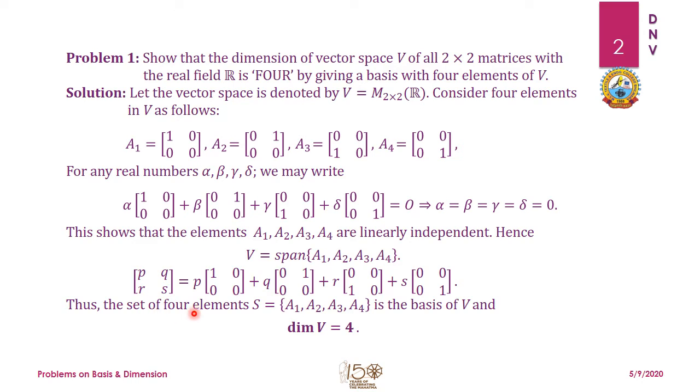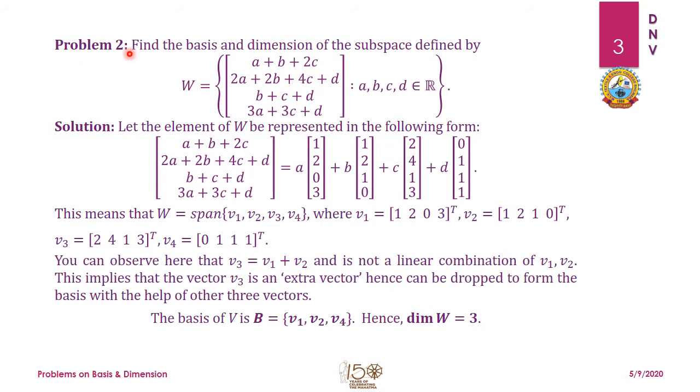So the set of 4 vectors or 4 elements S equal to A1, A2, A3, A4 is the basis of V, and since the number of elements in this basis is 4, we can say that the dimension of this space of matrices is 4. So this completes the solution of the first problem we have undertaken, and it is considered to be the most simple example.